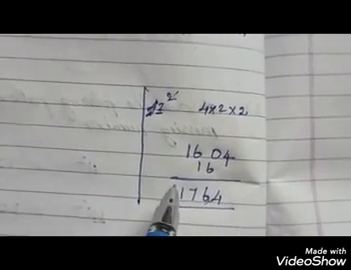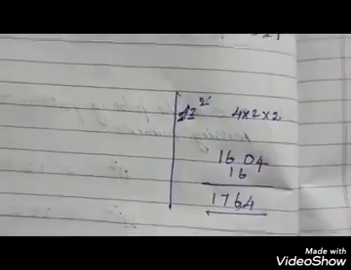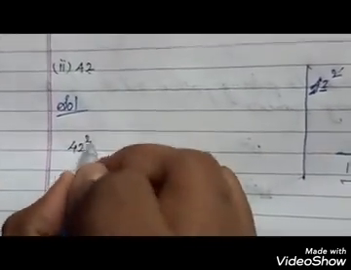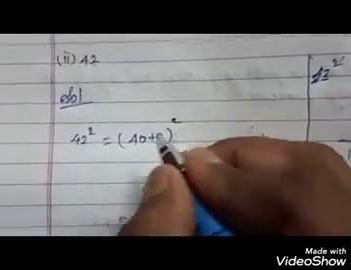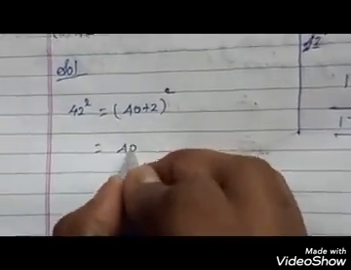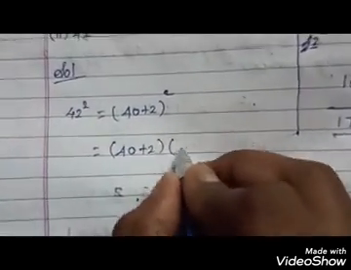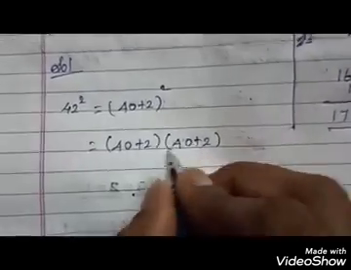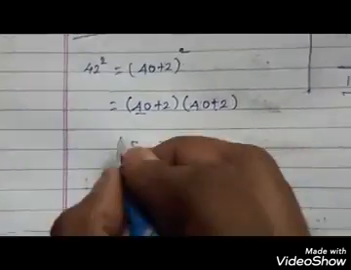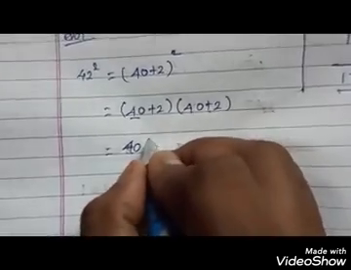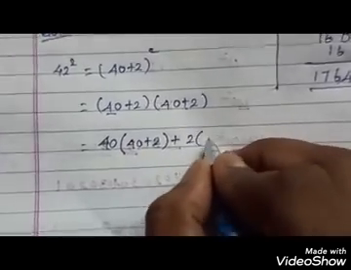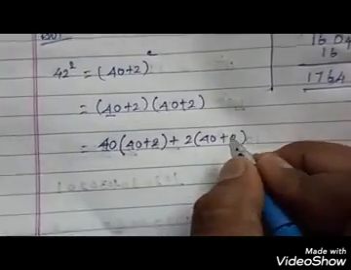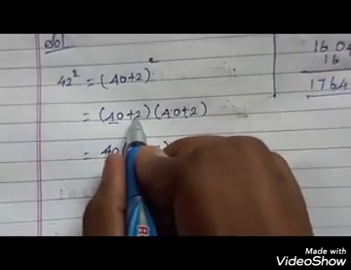Okay, in your exercise we have to use the splitting method. We can check. In the solution we need to find 42 square. So 42 square can be written as (40 plus 2) whole square. So (40 plus 2) whole square can be written as (40 plus 2) into (40 plus 2). So this 40 can be multiplied with this value. So 40 into (40 plus 2) plus 2 into (40 plus 2). So both values can be multiplied with both.